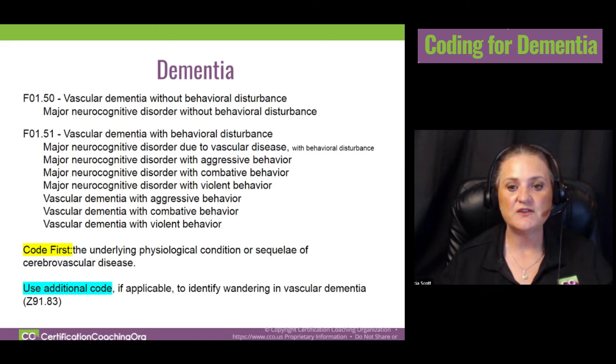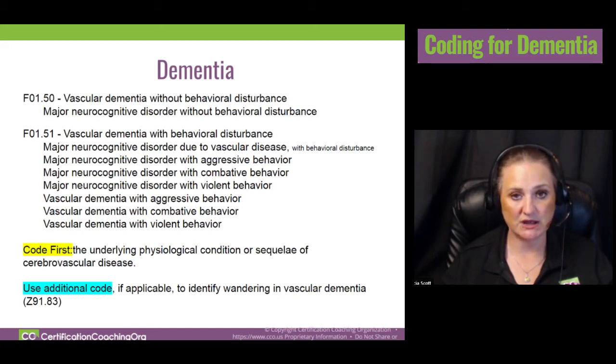That's why. And that's if the patient has vascular dementia and they wander. That means they get lost, they wander off. This is when you hear of people living in a nursing facility and they wander off. That's what they're talking about. So they have dementia, but they're wandering off. Okay, so we need to track that. So Z91.83 is wandering in vascular dementia. So in other words, they walk around and they just don't know where they're at. Okay, and that will be documented as well.